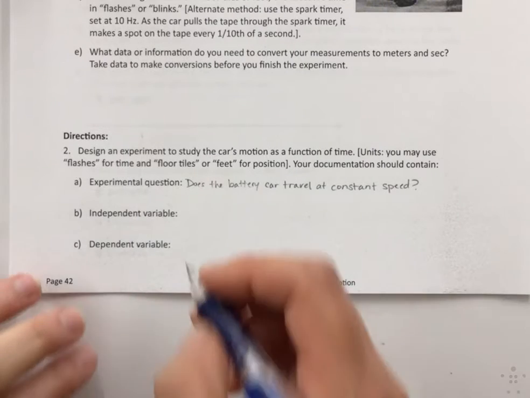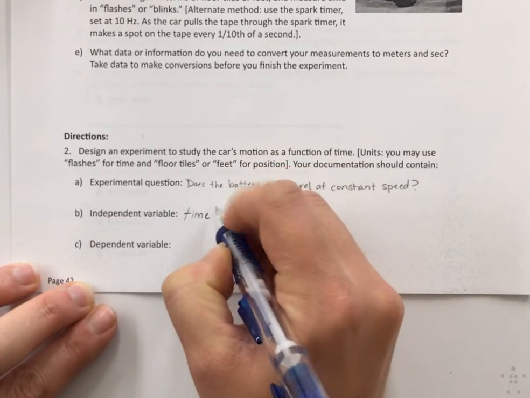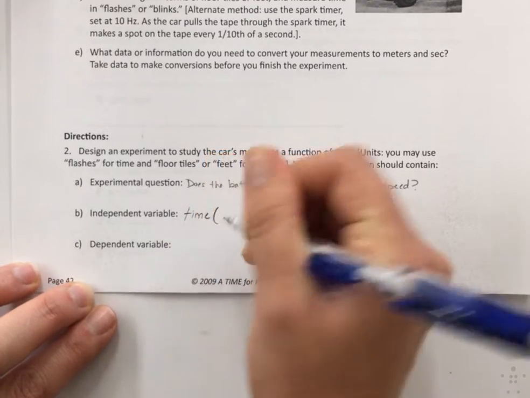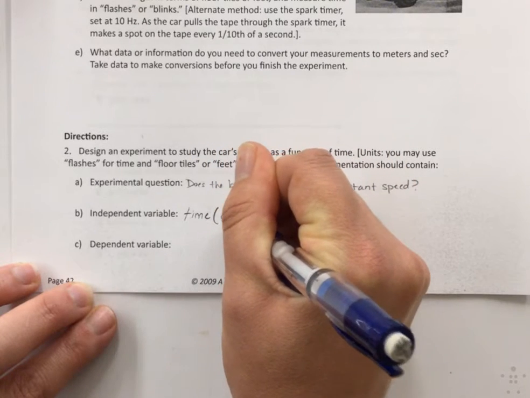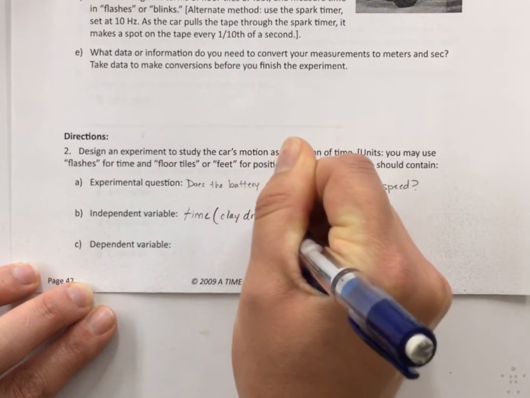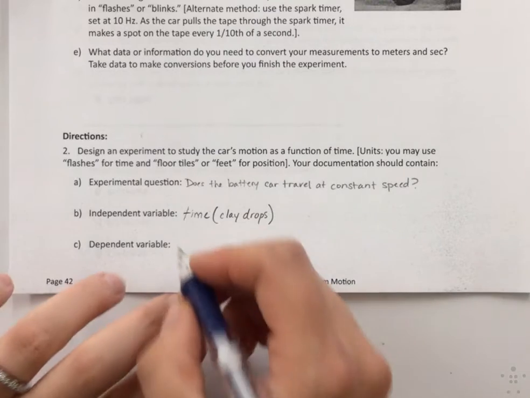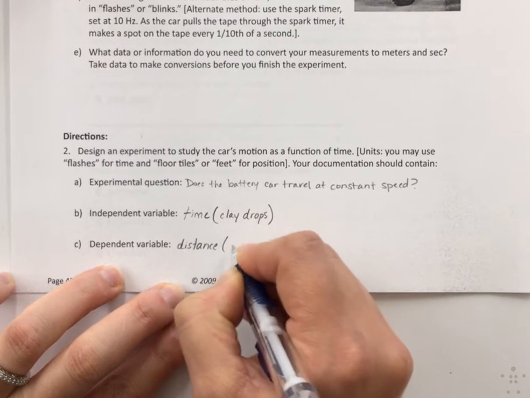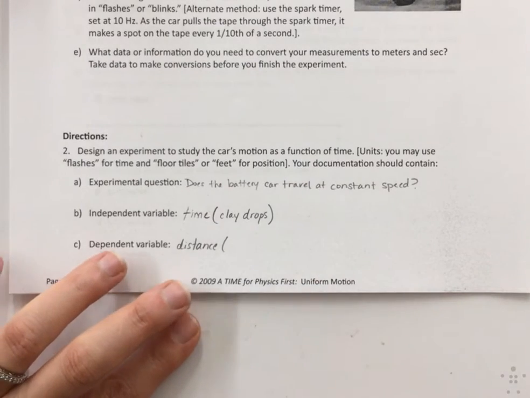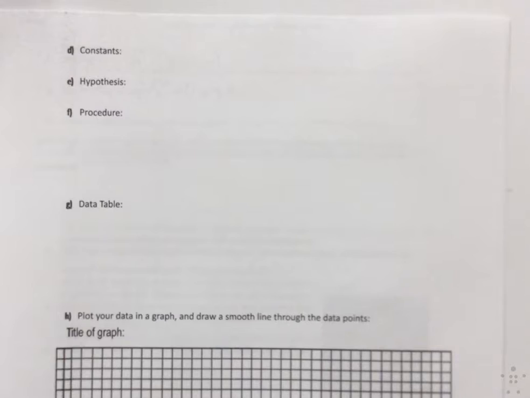And just like last time, your independent variable is going to be time, which this time we're going to measure in clay drops. And your dependent variable is going to be distance, which you're going to be measuring in centimeters. And once again, I'm going to leave the constants up to you.